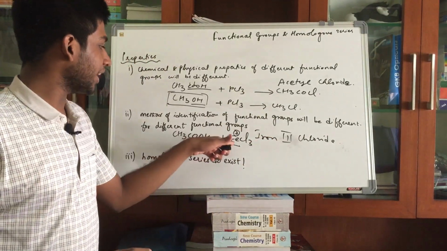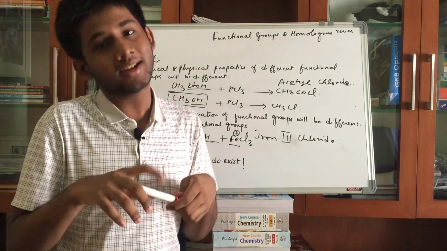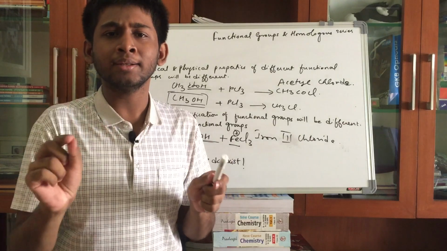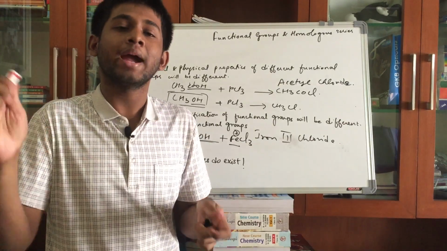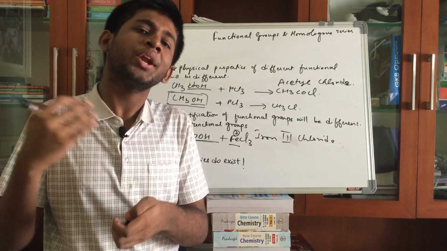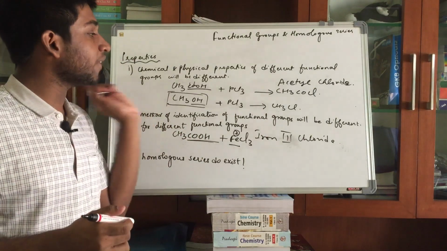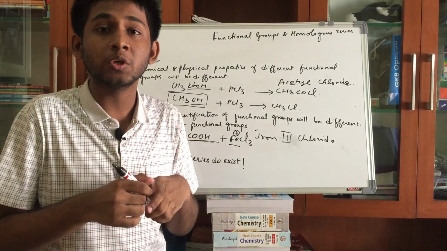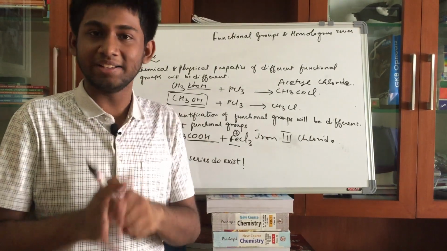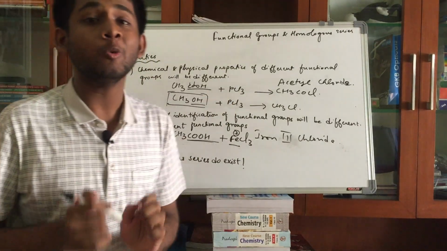When you add ferric chloride to CH3COOH, you will be getting a red wine color. And this red wine color is not obtained when you add an aldehyde, when you add an alcohol, when you add an alkene or an alkyne. So this is what I mean by the fact that the method of identification of different functional groups will always be different. So the next one which says homologous series do exist.